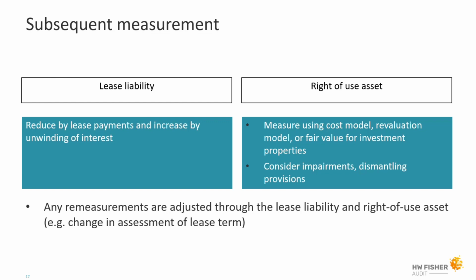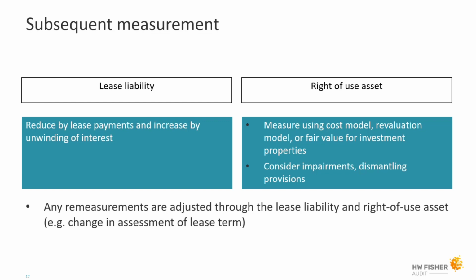From there, how will you treat that? For the subsequent measurement, we're going to reduce the liability by the annual payment for the lease, whatever that may be. But also in the same year, we will increase that liability by unwinding the interest, because we brought it in at that net present value.